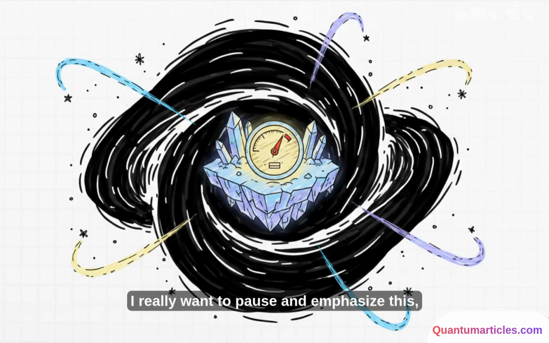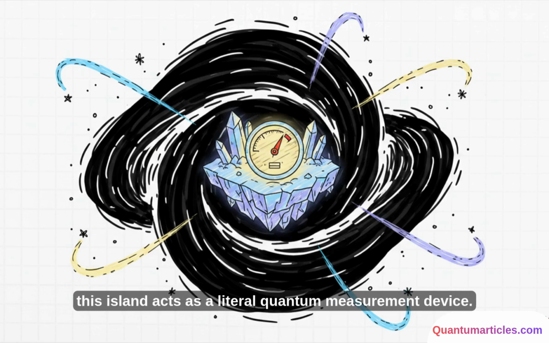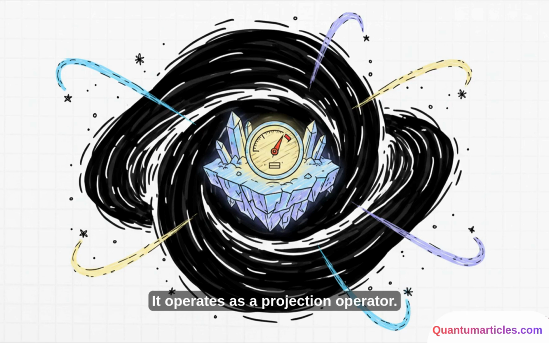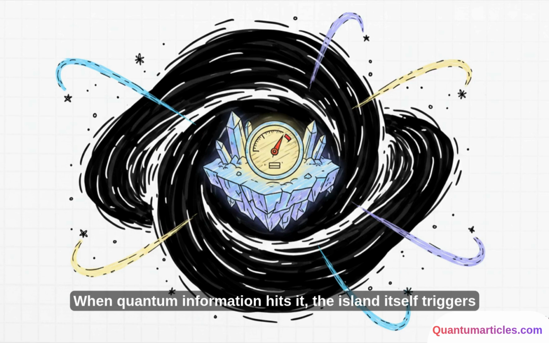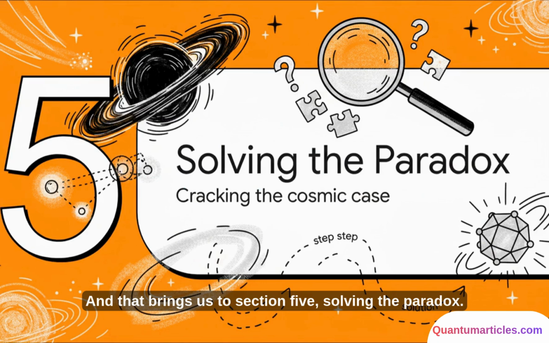I really want to pause and emphasize this, because it's a massive breakthrough. An entanglement island inside a black hole isn't just a physical location or some weird mathematical anomaly. From the perspective of an observer on the outside, this island acts as a literal quantum measurement device. It operates as a projection operator. When quantum information hits it, the island itself triggers the exact same teleportation protocol we just learned about in the lab.